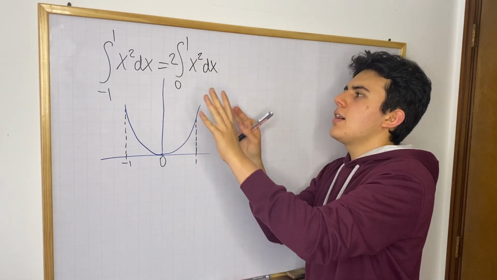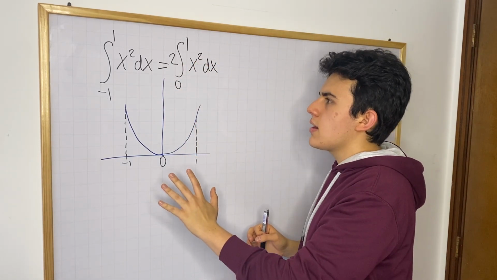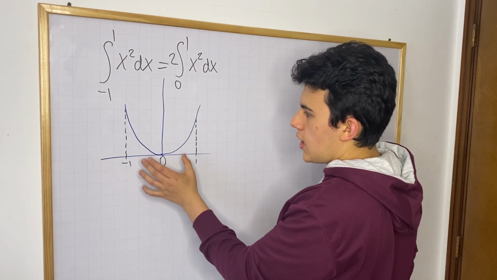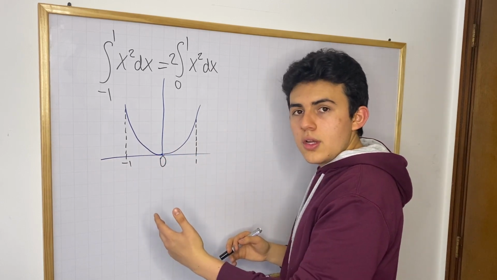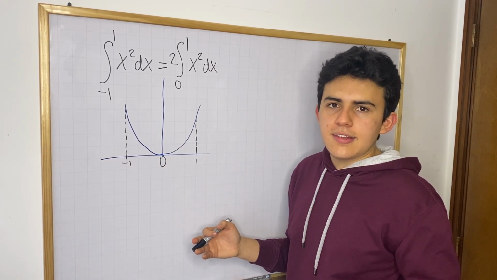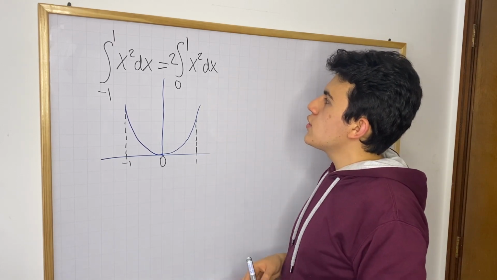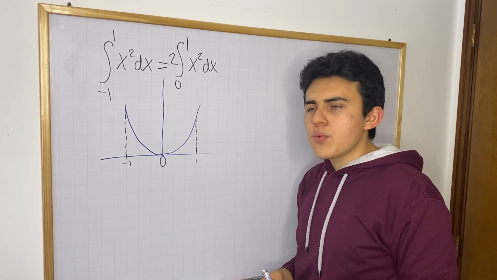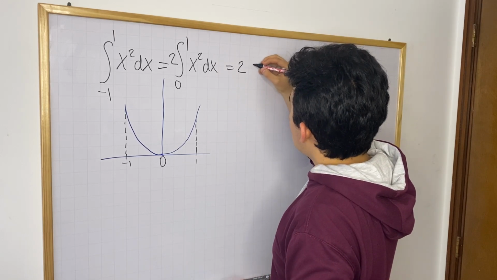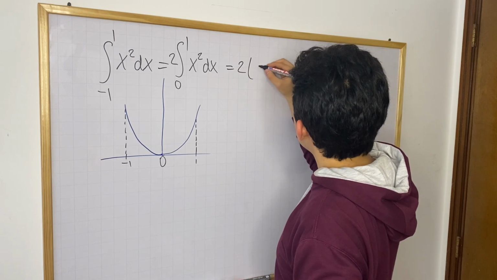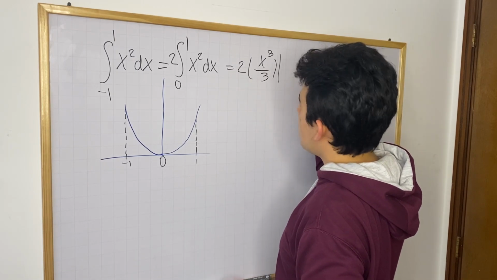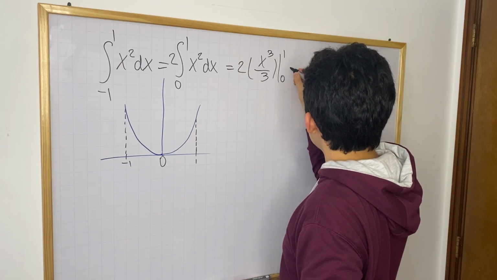So this is the idea that I want to convey right now. These two regions are the same, okay? And if you want to find the area in the total region, you can just find the area in 1/2, okay? And then multiply by 2, and that's it, okay? Now, for the function x squared, that is something pretty easy to solve, and let's actually do it real quick. So this is going to be 2 times x to the 3rd power divided by 3, and we have this evaluated from 0 to 1, okay?